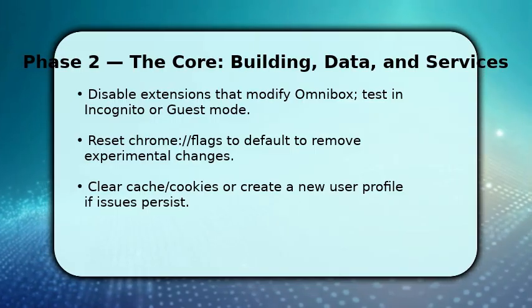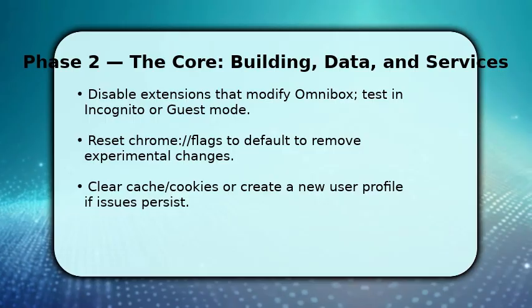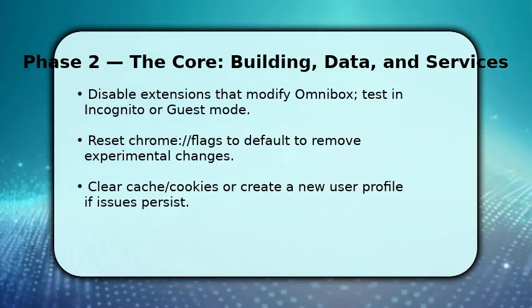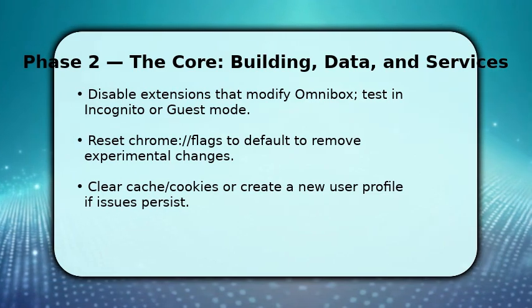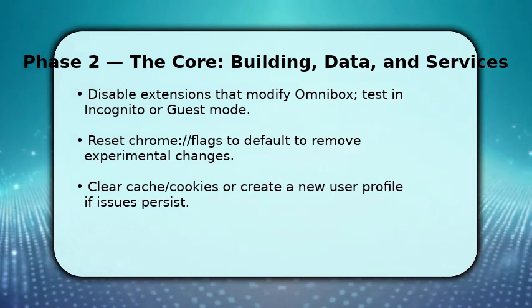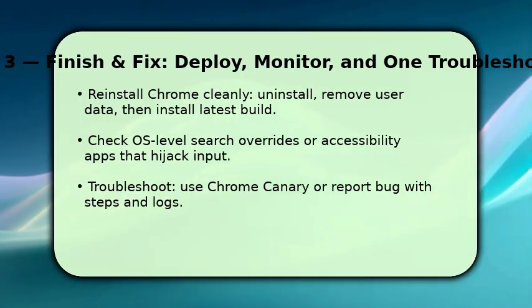If the search field still misbehaves, create a new Chrome profile to see if your original profile data is corrupted. This helps determine whether settings or local data are the root cause. For final resolution, perform a clean reinstall. Uninstall Chrome, remove user data folders, and install the latest build from a trusted source.